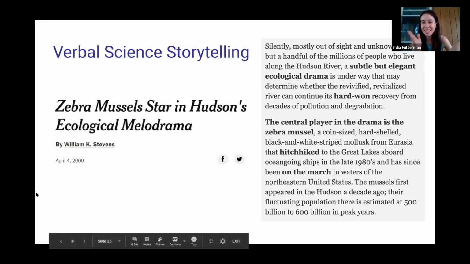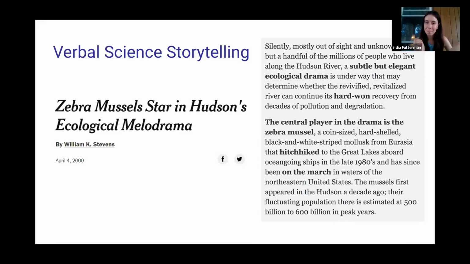There's also, we can tell science stories literally as stories verbally. And I found this incredible article from 2000 in the early days of zebra mussel establishment, right when they were really starting to break into the news, where the Times author, Stevens, in the title already starts us off by dramatizing the zebra mussel situation. He calls it an ecological melodrama. And I'm going to read this excerpt for you because it's really fun.